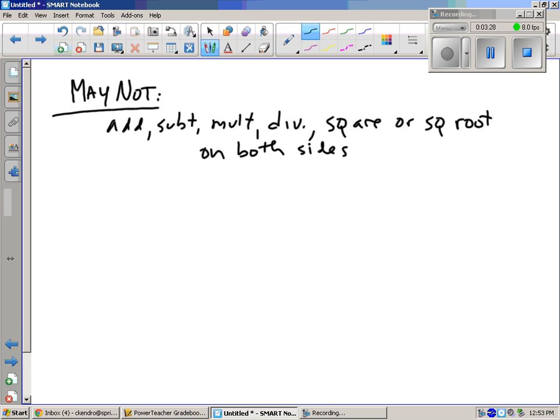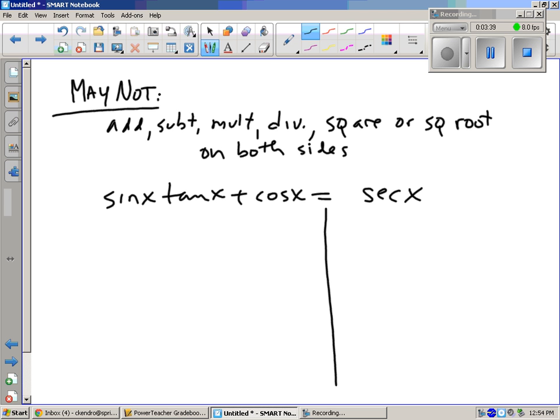All right, let's try another one. This one's a little tougher. Sine of x times tangent of x, plus cosine of x, equals the secant of x. So all this stuff on the left is supposed to be equal to secant. So let's turn everything into sines and cosines again. So I have sine x. Now what I'm going to do is make them all fractions, so I make sure I line up my fractions correctly. So tangent is sine x over cosine x, and then I have just a plain cosine x over here.